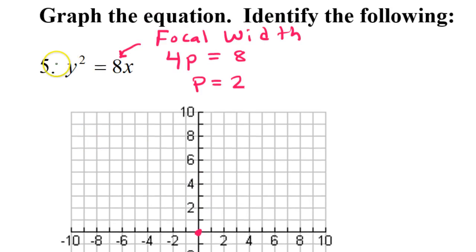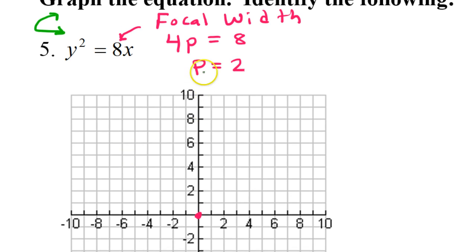Okay, now, is this parabola opening up, down, left, or right? This is one of those weird ones where we have the y squared. This is sideways. So everything is positive, so I know this will be opening to the right like this. So that tells me that when I place my focus, I'm going to take the p value and go to the right by that amount.